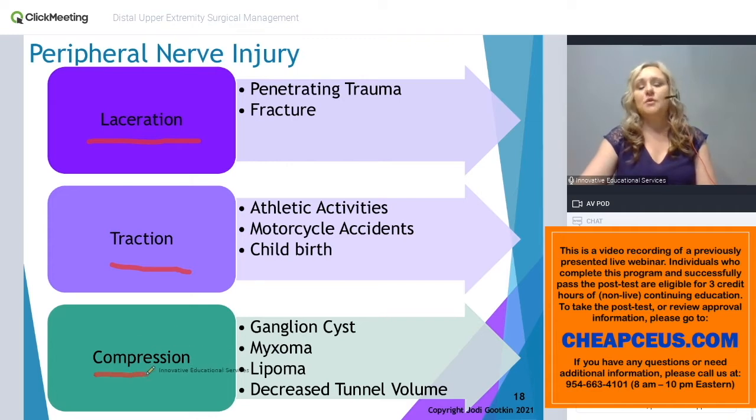And then we have our compressive pathologies. Those are going to either be a situation where we have a cyst or lipoma, some physical space-occupying lesion in the carpal tunnel or Guyon's canal that's placing pressure on that nerve, or where the structures within the tunnel, the tendons and other tissues, have become enlarged, making it a smaller place, decreasing that volume, placing compression on that nerve.